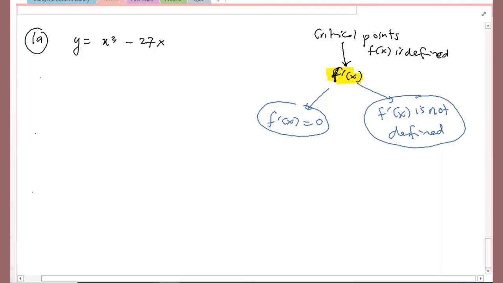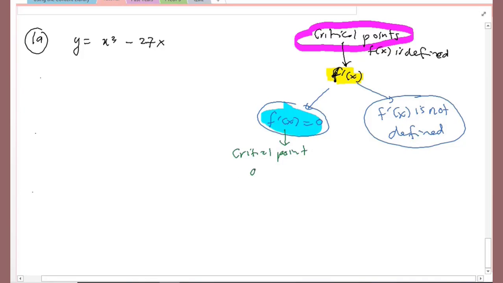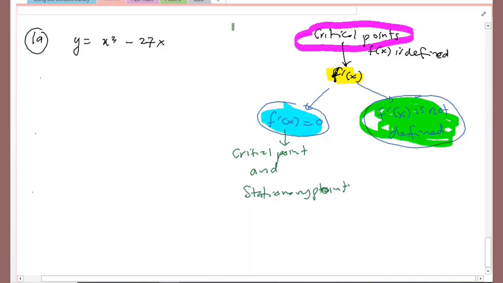So ada two cases of critical point. First is when f prime of x is equal to 0. This case is called critical point and stationary point. But when only f prime is not defined, ni kita panggil only critical point. Satu je.